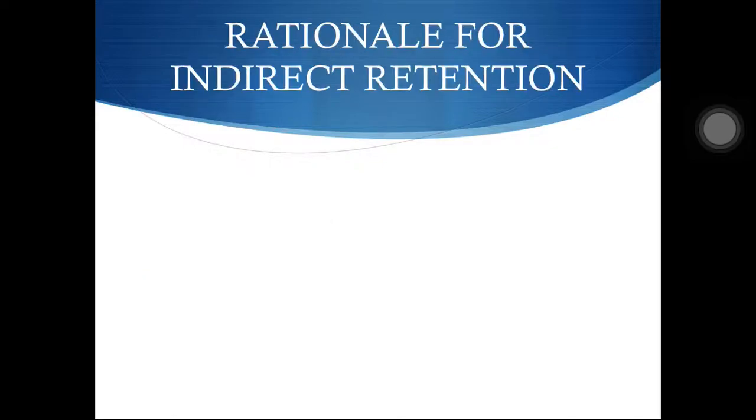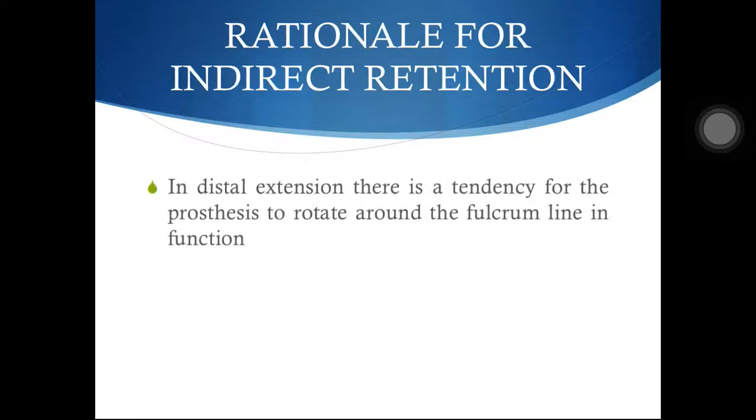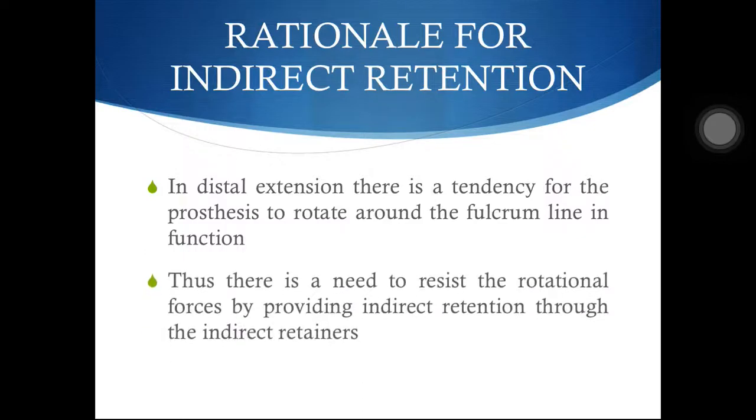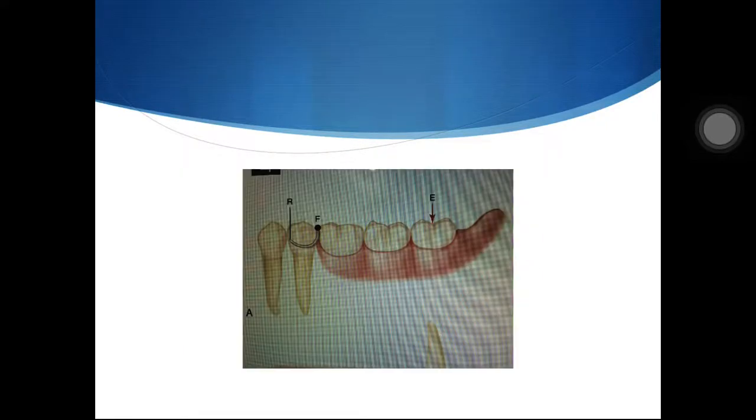Moving on to the rationale of indirect retention. Basically, in distal extension there is a tendency for the prosthesis to rotate around the fulcrum line in function, because beyond the edentulous space, or we can say the saddle area, there is no distal abutment, so the denture tends to rotate. So there is a need to resist these rotational forces by providing indirect retention through the indirect retainers.